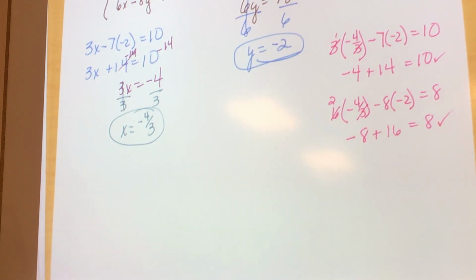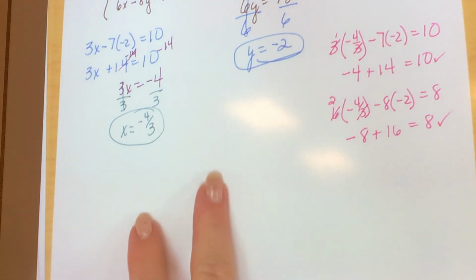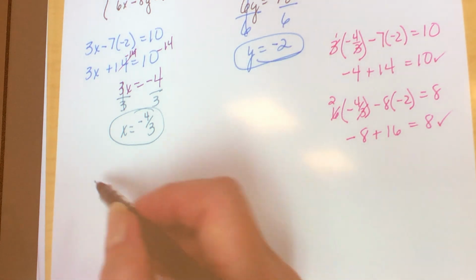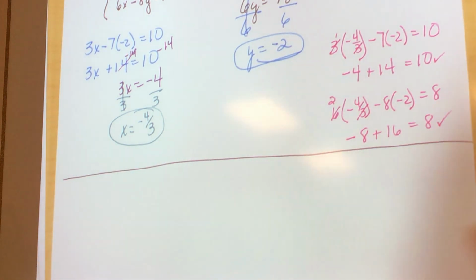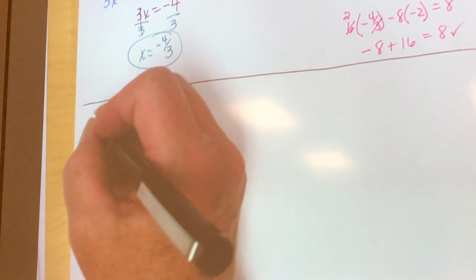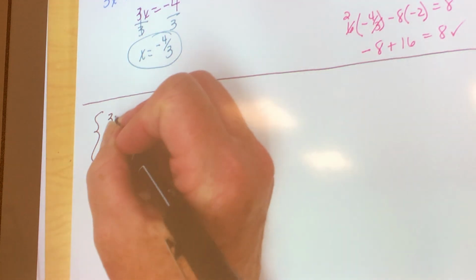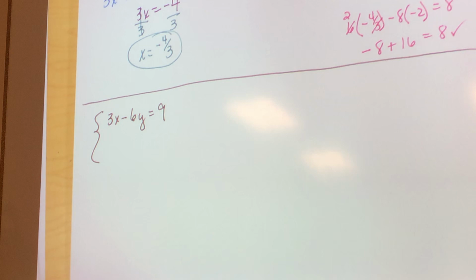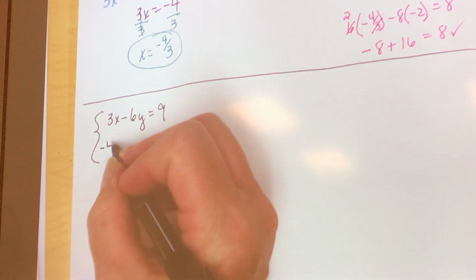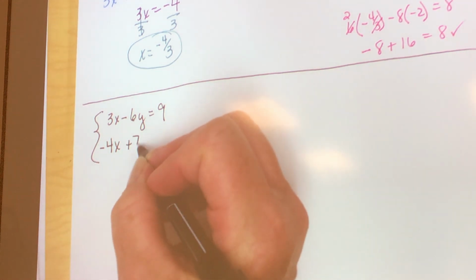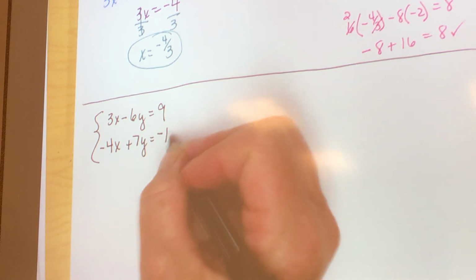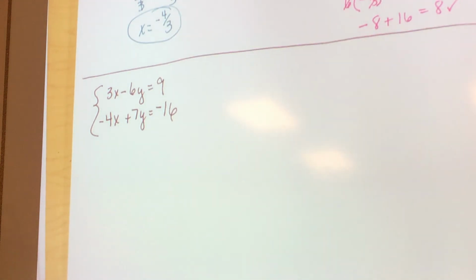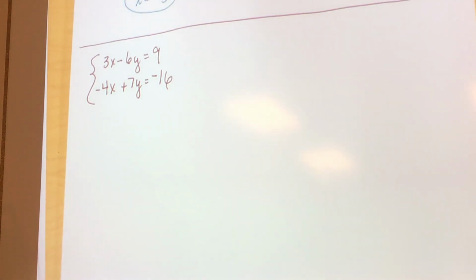All right, anybody got a question? You see how neat and organized all this work is? That's what I want yours to look like. Okay, so here you go. Here's your problem. 3x minus 6y equals 9, and negative 4x plus 7y equals negative 16. Okay, I'm going to let you do it by yourself.